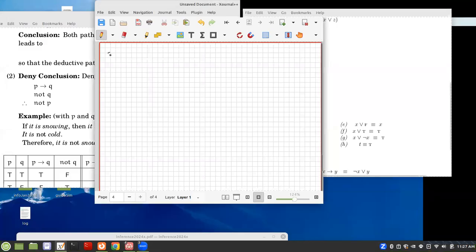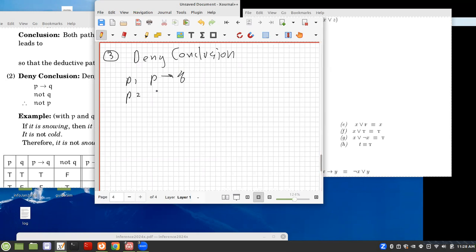So here's our third little video segment. We're continuing with the pattern deny conclusion. Okay, this pattern has premise one being P implies Q, and premise two being not Q. So we have a conditional here. The first one we affirmed the premise was true. Here we deny the conclusion of the premise is true. Our conclusion is not P.